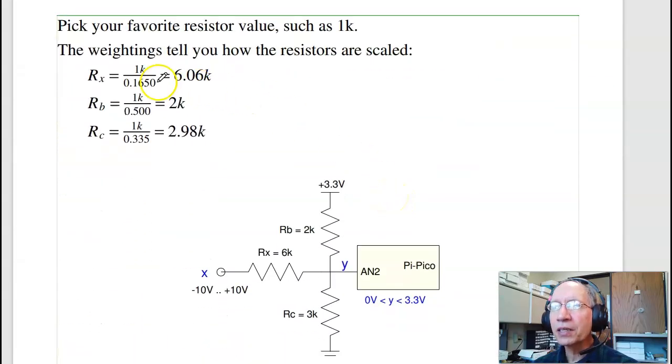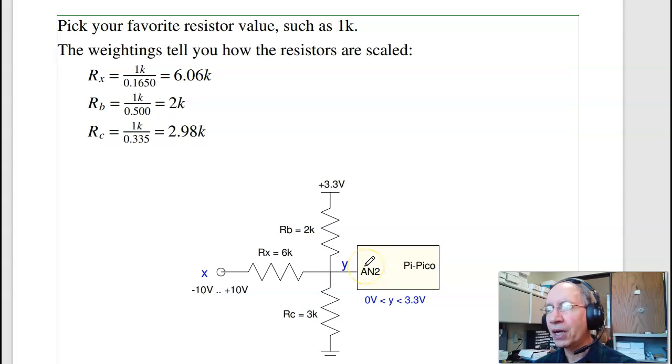So the circuit then, pick your favorite resistor. I like 1Ks. The weighting on X will be 1K over its weighting, 6K. The weighting on B, that's my 3.3 volts, is 1K over 0.5, 2K. The weighting on C, that's ground, is 1K over 0.335, 3K. So build this circuit, that'll convert minus 10 to plus 10 volts in to 0 to 3.3 volts out.